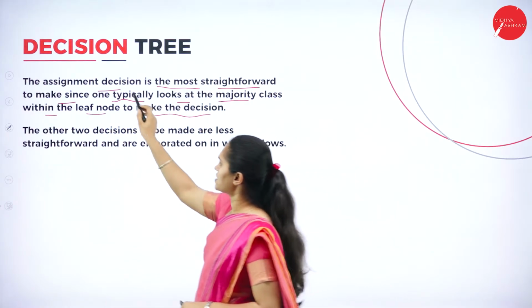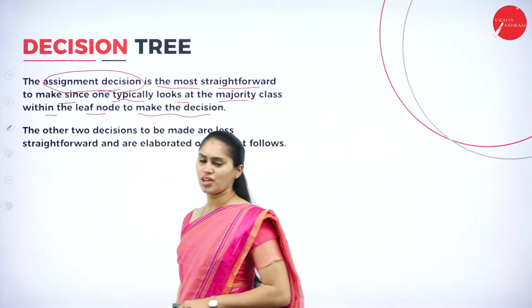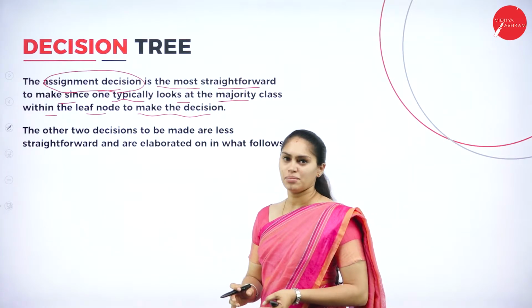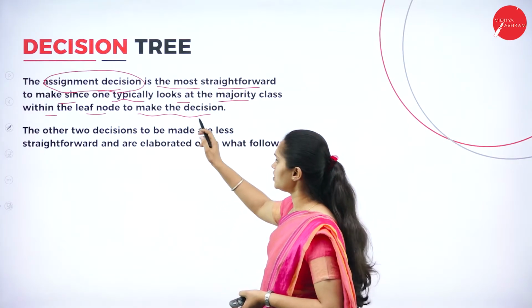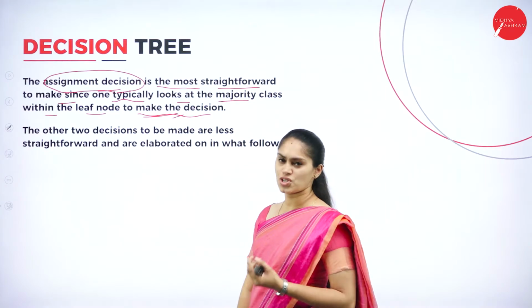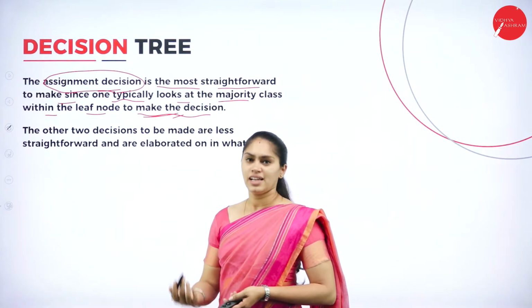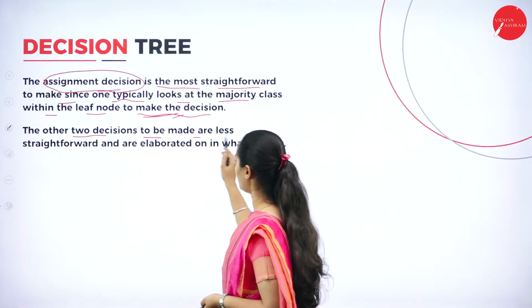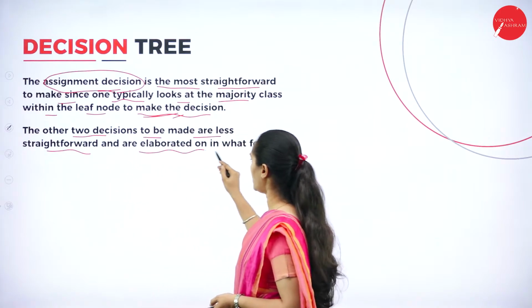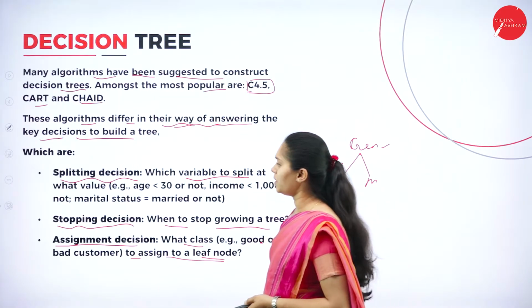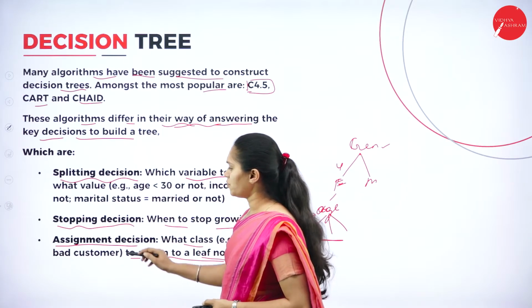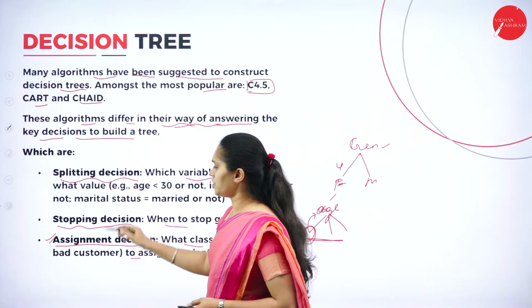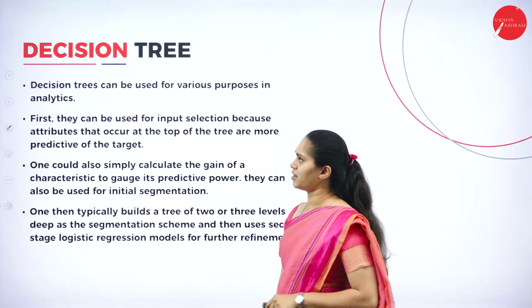With the help of this assignment decision, the node which comes from that particular class will be termed a terminal node or last leaf node. That will help in making the decision. So at last what we get as leaf nodes are the answers to my questions. Then the other two decisions to be made are less straightforward and are elaborated in what follows. For example, here we have 3 questions, right? Within this, the assignment decision is very straightforward, but these two are not so straightforward. That is what we are discussing here.